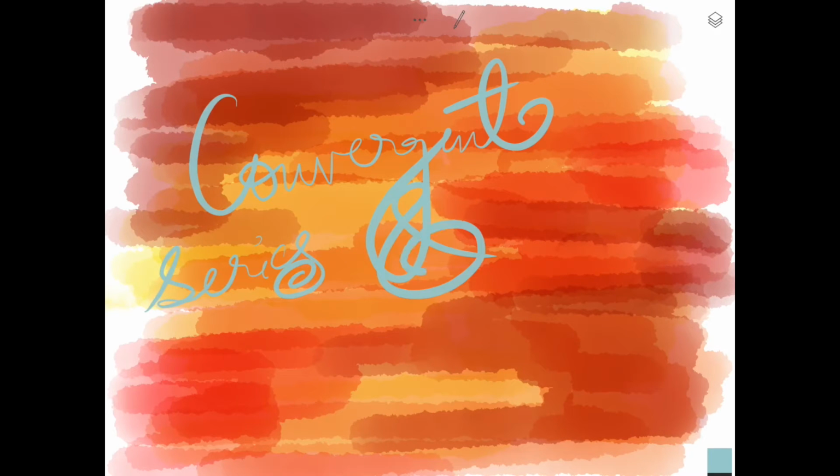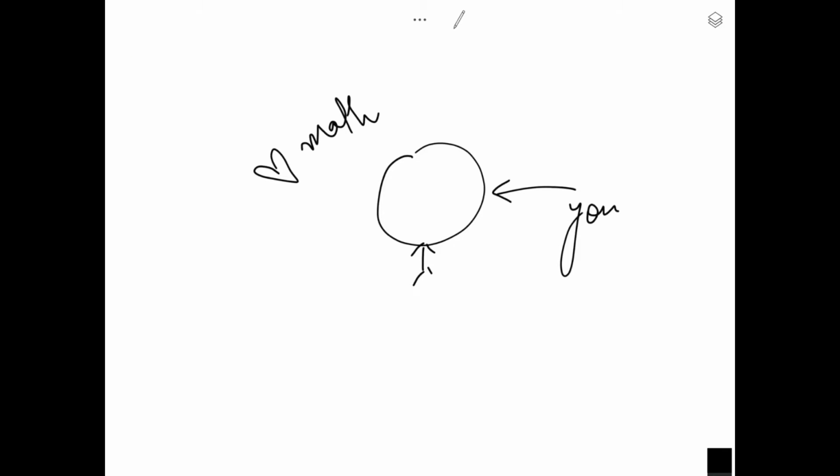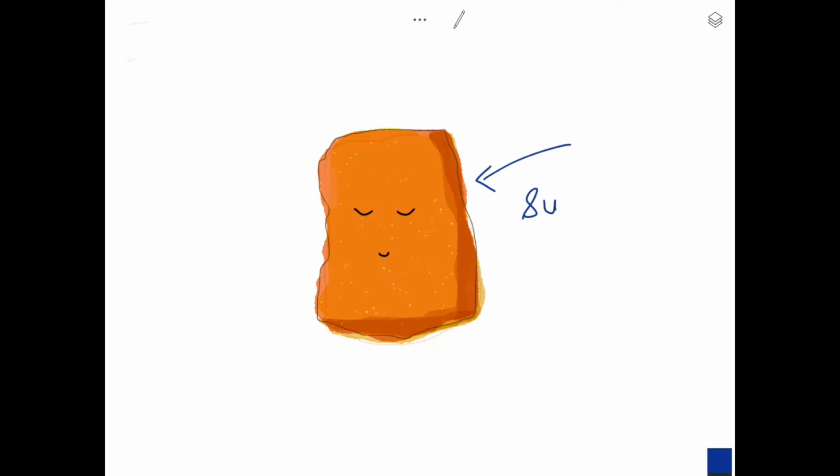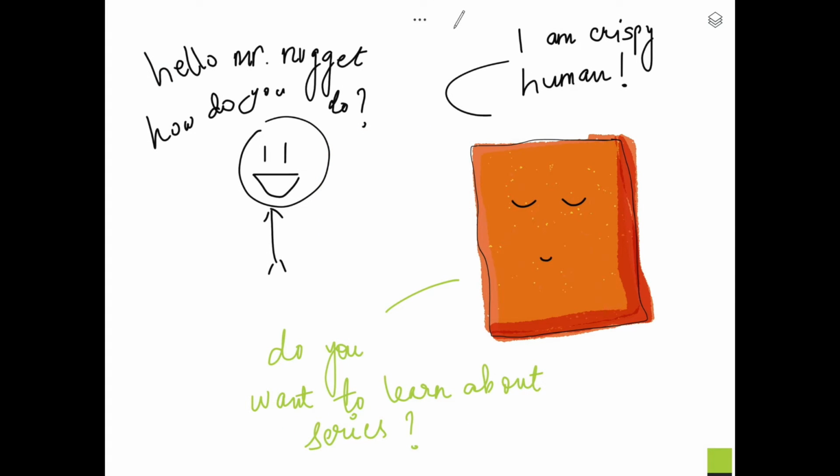Convergent series and crispy nuggets. Say it's a bright sunny day and you're out for a walk, daydreaming about chicken nuggets like you always do. And you happen to meet Suki the nugget. You exchange pleasantries and turns out Suki is enthusiastic about mathematics as well. So, do you want to learn about series and their convergence?